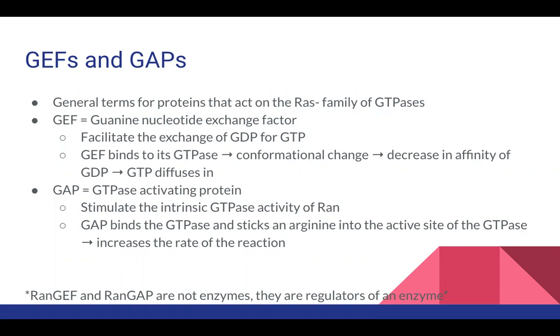And GAPs are GTPase activating proteins. They stimulate the intrinsic activity of RAN. Once it's bound to RAN, RAN is able to hydrolyze GTP into GDP much faster than it normally would.